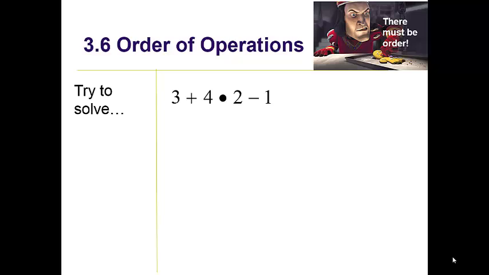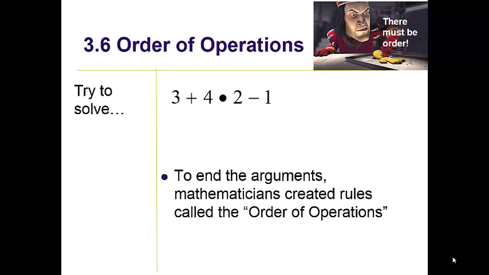And so some of you might have gotten different answers, such as 7 could have been one of them, 13 could have been another. Depending on the answers, people became really aggro and started arguing. So to end all these arguments, they came up with what we call the order of operations. That is a particular order that we have to follow when we have different operations.